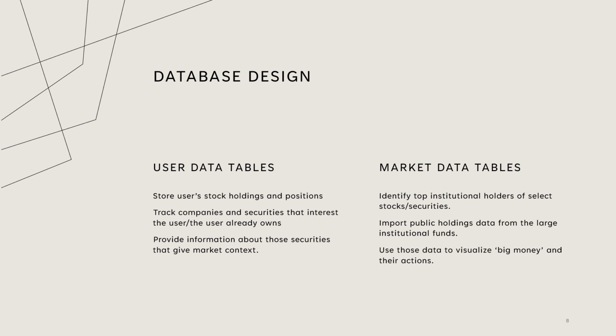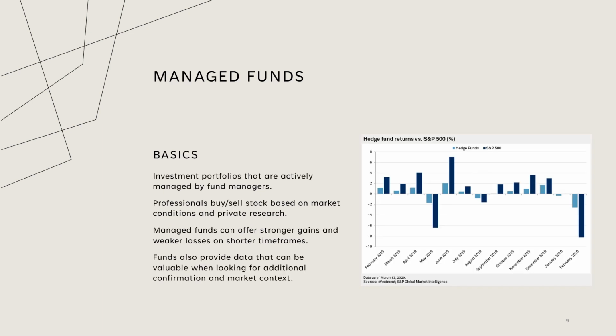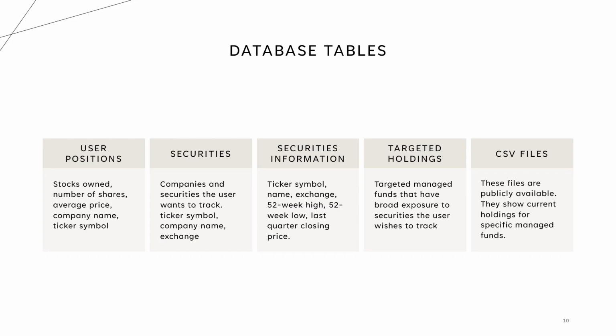So the user data tables store the user's stock holdings and positions, whereas the market data tables show what the institutional holders own and what their positions are. So institutional holders manage funds, right? These are portfolios that are actively managed by fund managers. They buy and sell stock based on market conditions, private research, yada, yada, yada. But ultimately, they're the big money, and the market moves where big money wants it to move.